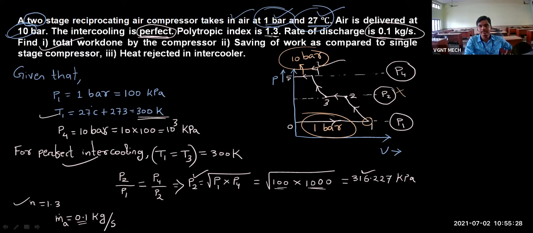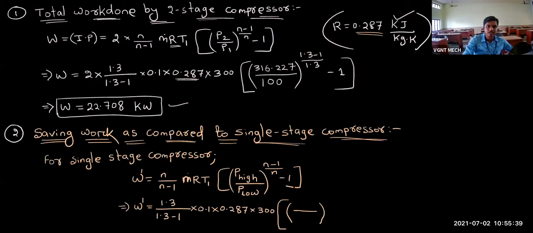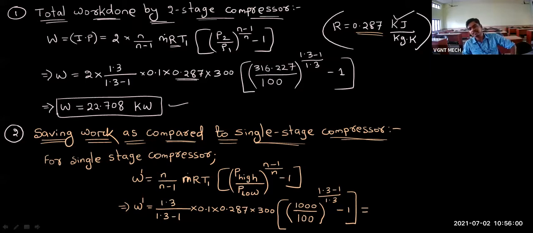Directly air is entering at 1 bar and will leave at 10 bar. So high pressure is 10 bar or 1000 kilopascal. Low pressure is 1 bar or 100 kilopascal. So this value we will put here. Remaining things will remain exactly the same, (1.3 minus 1) whole divided by 1.3. Now you solve this one and tell me how much we are getting for a single stage work done. Single stage compressor work done we are getting 26.163 kilowatt.